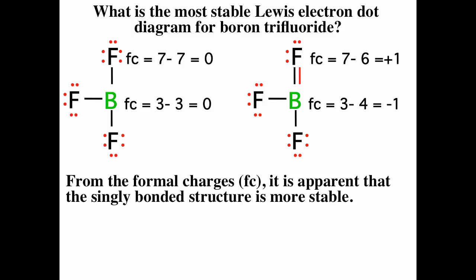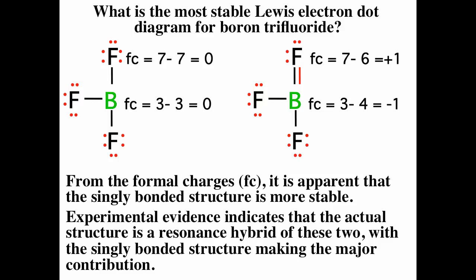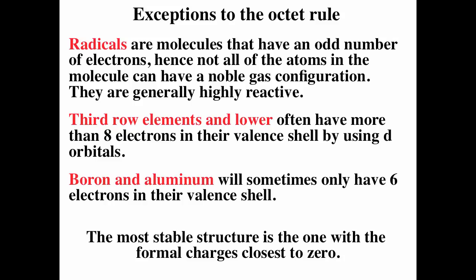And so again, we've seen 3 exceptions to the octet rule. When you have an odd number of electrons, you have a radical. You can't have everything noble gas configuration. Elements in the 3rd row and lower can have more than 8 valence electrons, so they can violate the octet rule, and boron and aluminum are often happy with just 6 valence electrons. And so these are our 3 exceptions to the octet rule. Formal charge is often a better indicator of stability than just noble gas configuration.